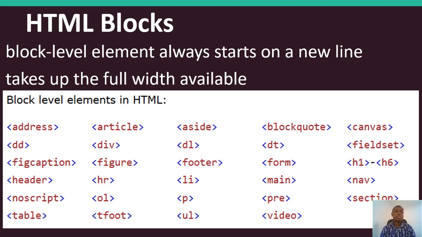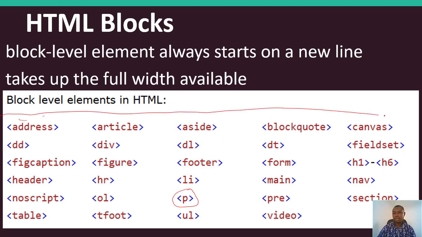HTML blocks. A block level element always starts on a new line. Secondly, they take up the full width available in the page. So these are some of the examples of block elements. We have a paragraph here. We saw that in the paragraph, it was always occupying the full width of a page. So this is the full width of the page. And it was always on a new line.